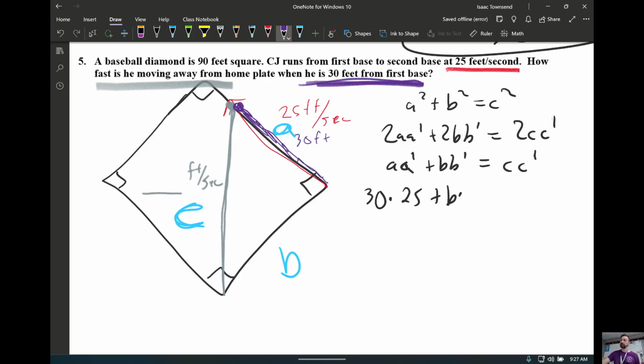Okay, so let's say we don't know what B is. Maybe we don't even care, who knows. But how is the length of B changing? It's not. It's 0.